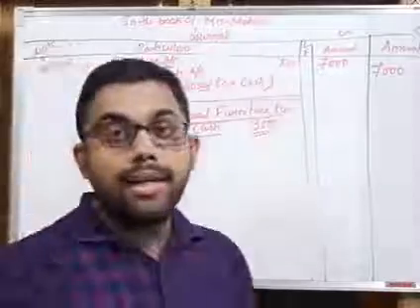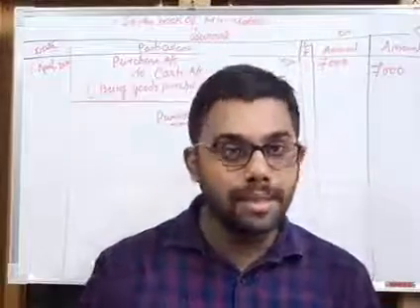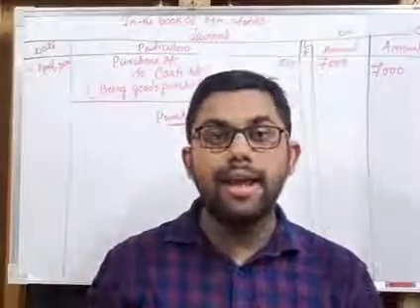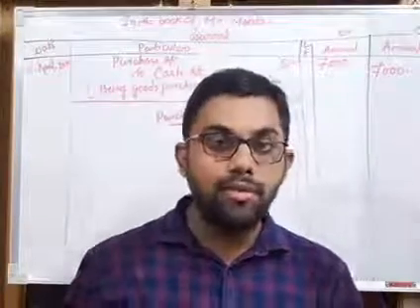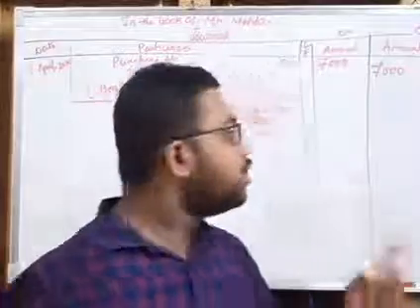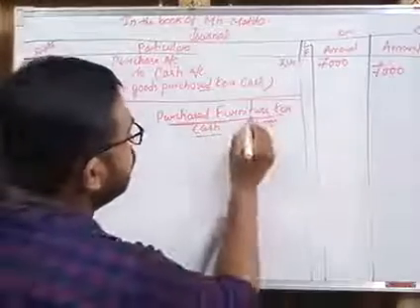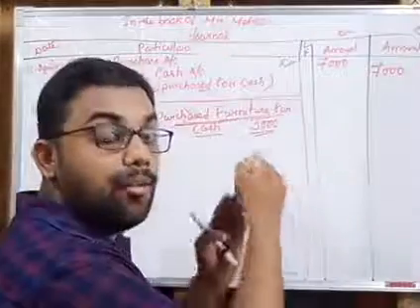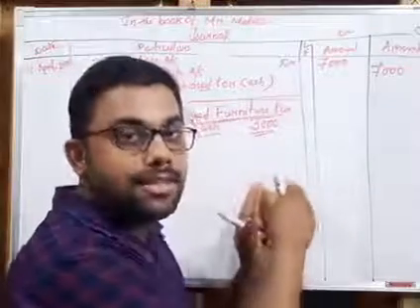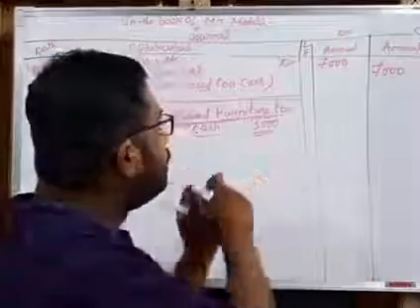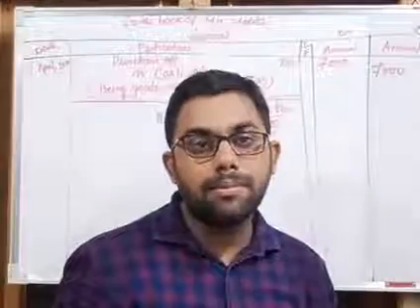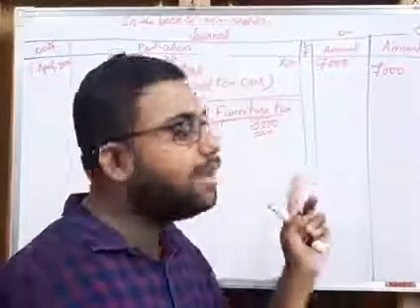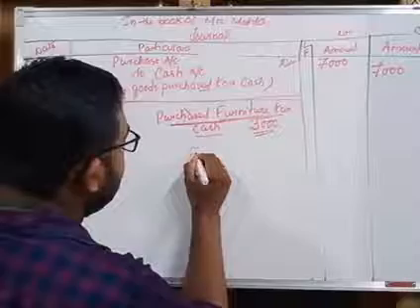Furniture means an asset that is used by the business. So whenever a business purchases an asset, the name of the account is the asset account. So what is the name of the asset? Furniture. So in that case, we will not write purchase account, we have to write furniture account. The business purchased an asset, and the asset's name is furniture, so it is named furniture account. So one is furniture account.